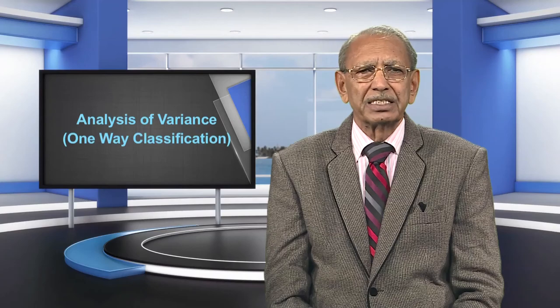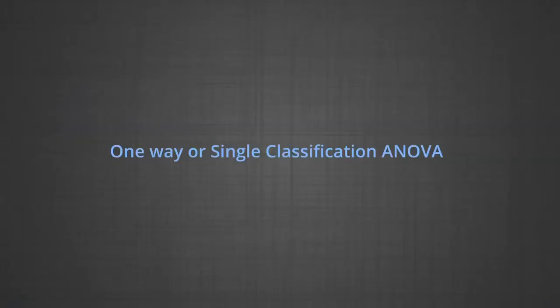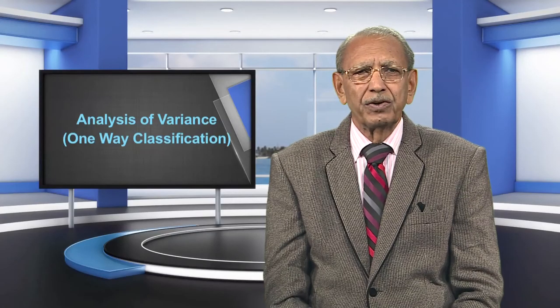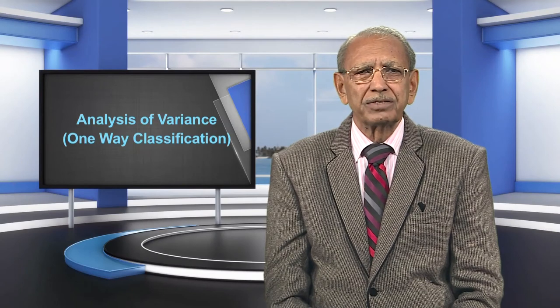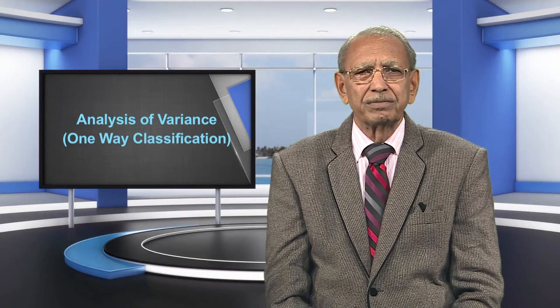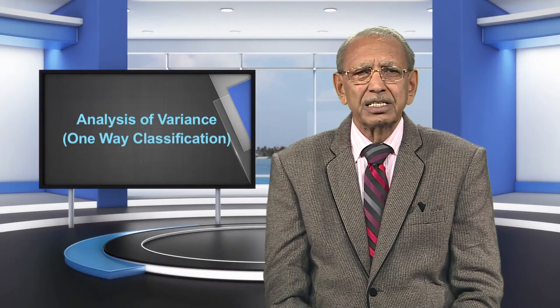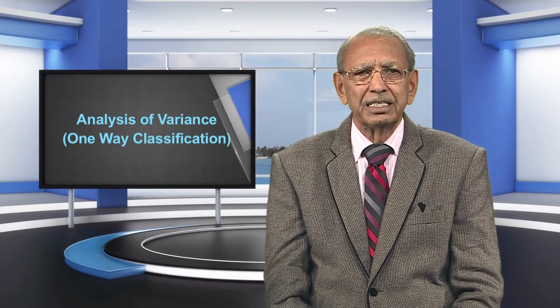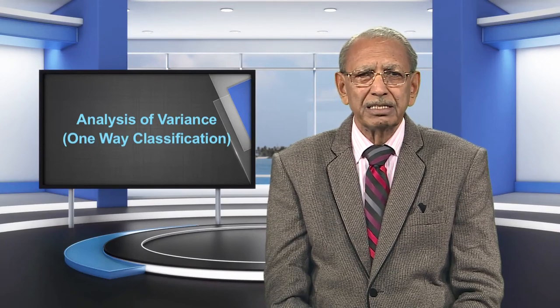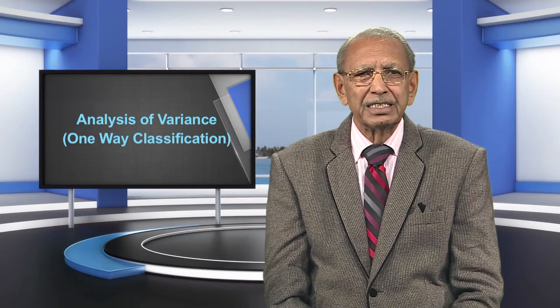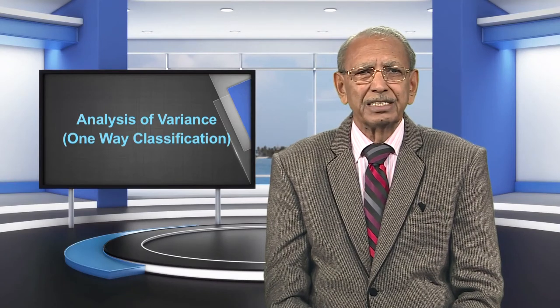One way or single classification is the first thing that we are going to discuss with you. In its simplest form, ANOVA can be used when a number of treatments based on a single factor are involved. For example, in a field experiment, three randomly selected groups have been assigned randomly to three different experimental treatments, say traditional method, programmed learning method, and multimedia method. At the end, the criterion scores are obtained. The mean scores of three groups can then be compared using analysis of variance.